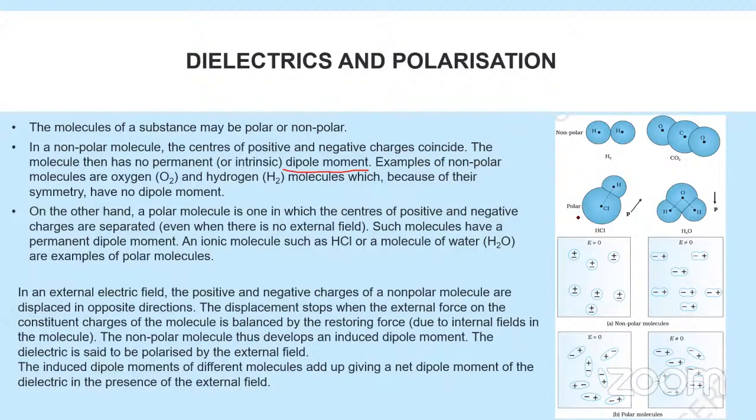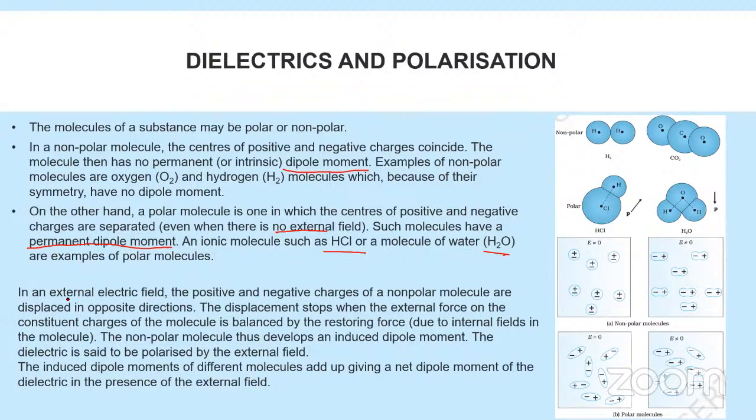But for polar molecules, the centers of positive and negative charges are separated even when there is no external field. So they inherently have a permanent dipole moment. That is why they are a polar molecule. An example would be hydrogen chloride, HCl, or the water molecule.